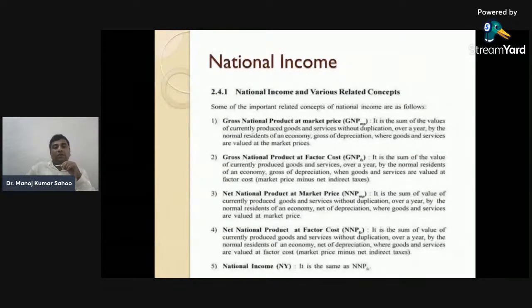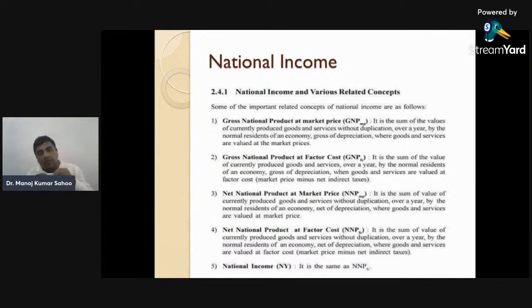Similarly, here GNP is also mentioned. GNP is the gross national product. Gross national product means the total money value of all the goods and services produced within the political boundary of the country, and that only by the residents of India. That is gross national product. But in case of GDP, we include the residents and the non-residents, whoever is producing in our country, and that is called GDP.